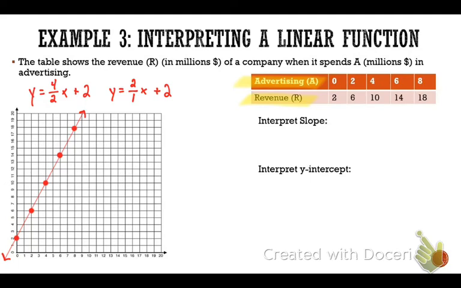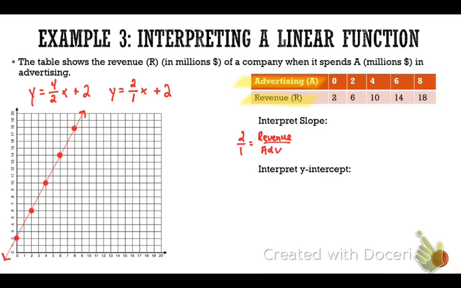2 over 1. All right, I want you to write 2 over 1 under interpret slope. Okay, 2 over 1 is rise over run. Does everybody agree? Rise over run, which means that this is revenue over advertising. You have to name it.